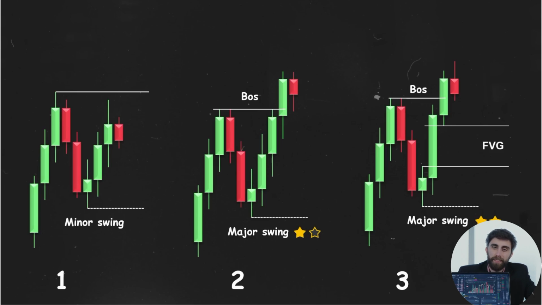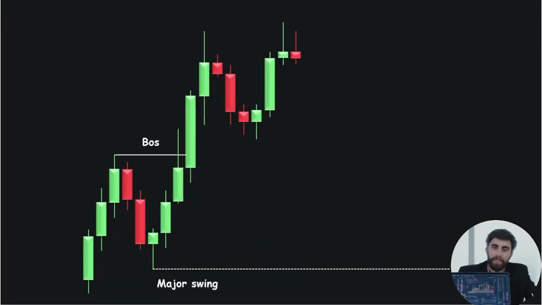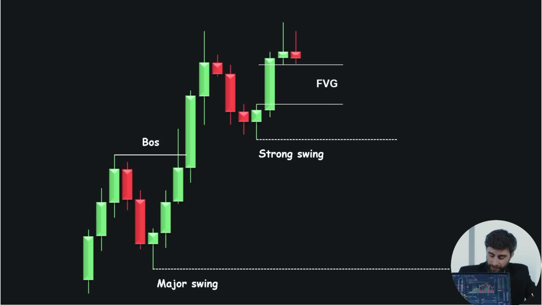So far, we have discussed 2 criteria that make a swing point important and major. Before we dive into the third and final criterion, let's look at a trading idea. Here we have a major swing low that originates this break of structure. We also have another swing that created an imbalance. This level is considered a strong swing, even though it lacks a breakout. When the price returns to this level, we expect a rejection.